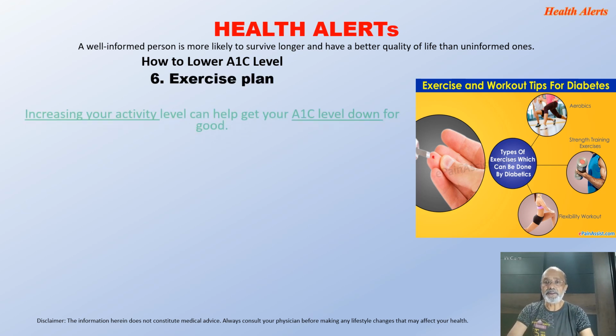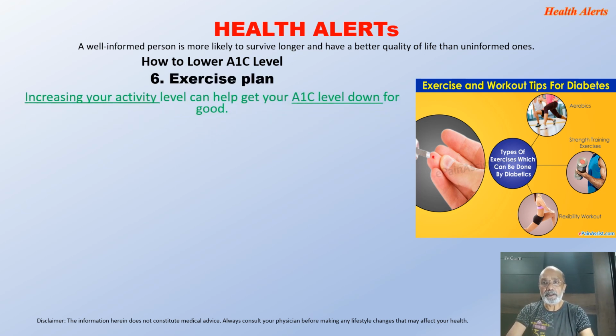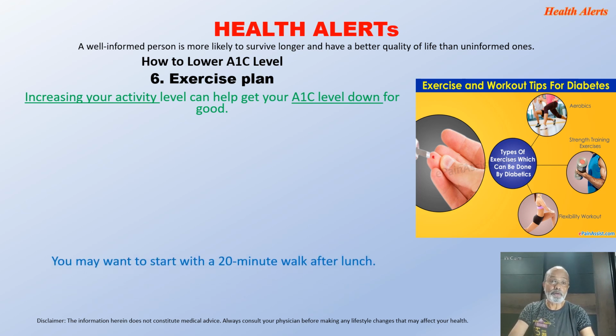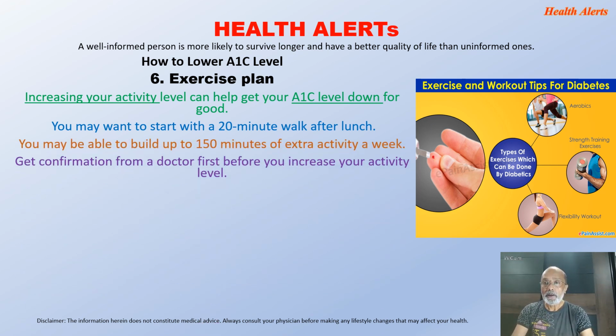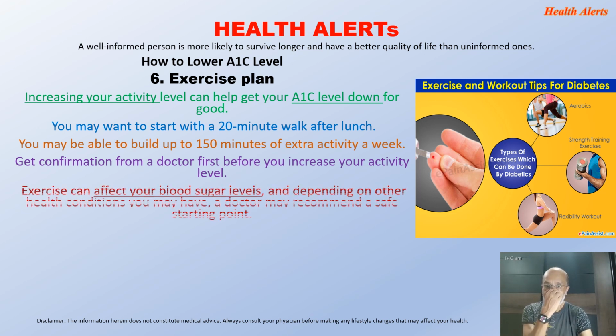Number six, exercise plan. Increasing your activity level can help you get your A1C level down for good. You may want to start with a 20-minute walk after lunch. You may be able to build up to 150 minutes of extra activity a week. Get confirmation from a doctor first before you increase your activity level.